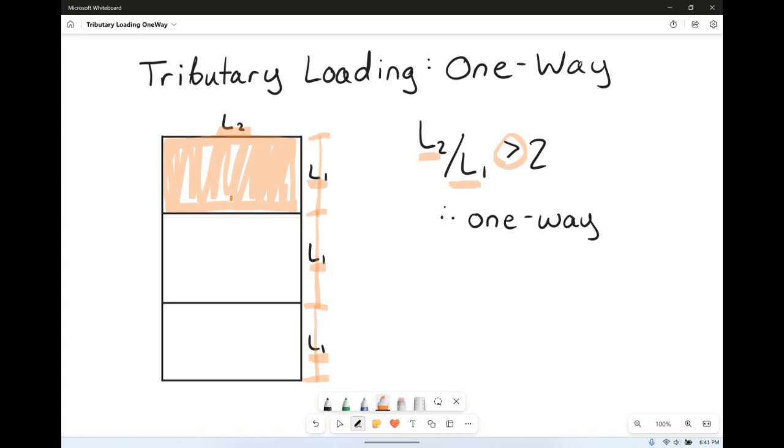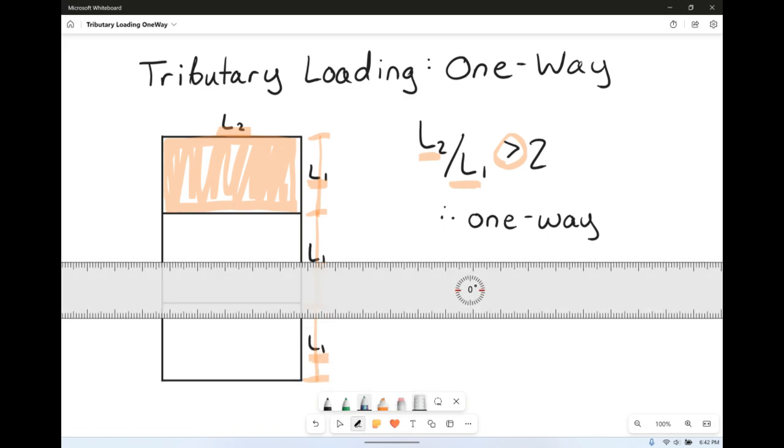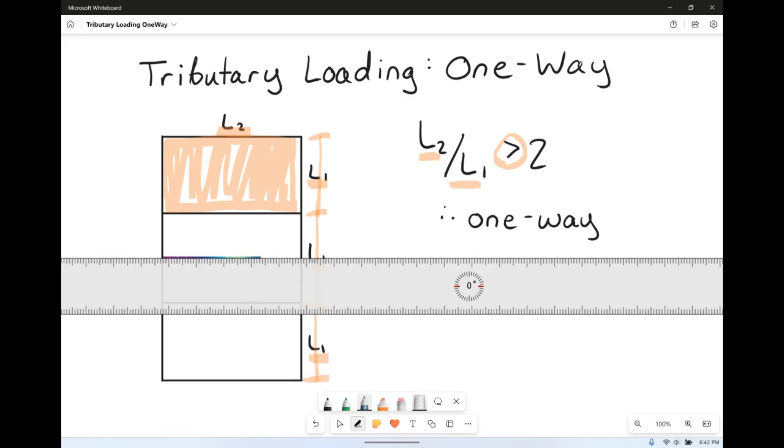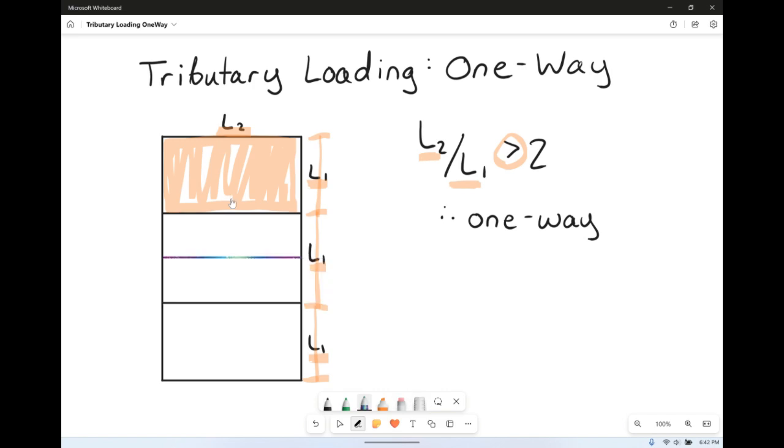So when we're looking at it that way, this is a one-way slab. So one-way slabs mean that when we break it up, we're going to distribute the load equally, half one way, half the other. So half is going to go up, the other half is going to go down.